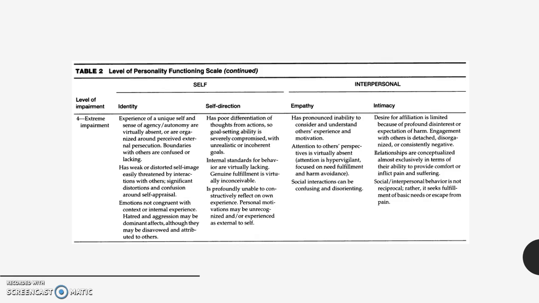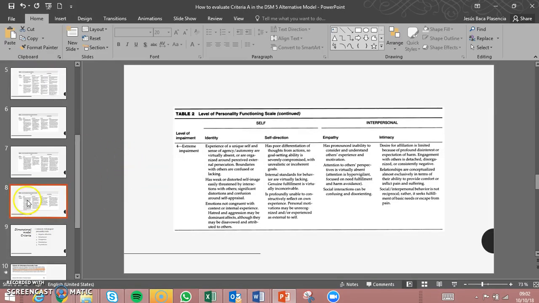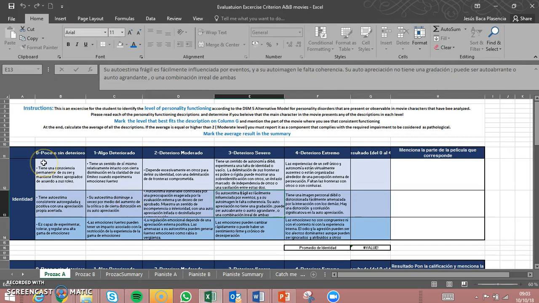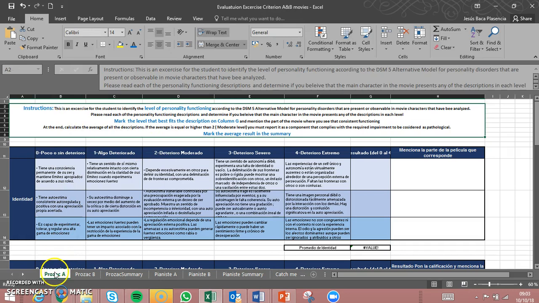Now, what are you going to do in this exercise? Let me just skip this part. You will have this Excel spreadsheet or document, and it says here you will take this picture, which is Prozac Nation, and we're talking about Criterion A, so it says Prozac A here, and the instructions are as follows.